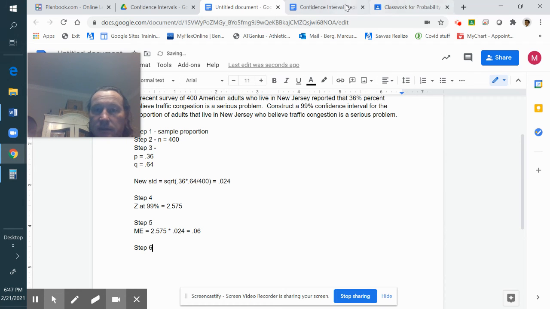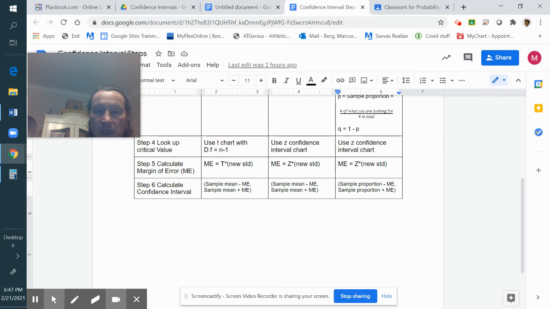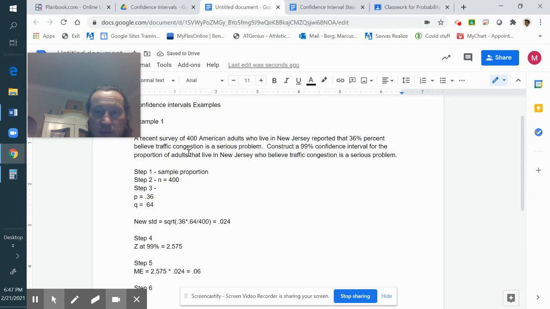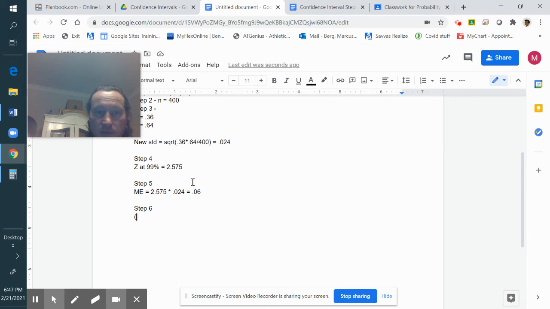And then step 6 is your last step. You're going to calculate the confidence interval. That's your sample proportion minus the margin of error that we just calculated, and then the sample proportion plus the margin of error. So we have everything we need. Our sample proportion, we said, was this 36%. 36% that they gave us, that's our P, 0.36. And then minus what we just calculated as the margin of error, and then 0.36 plus what we just calculated as the margin of error. And that would give our confidence interval, 0.30.